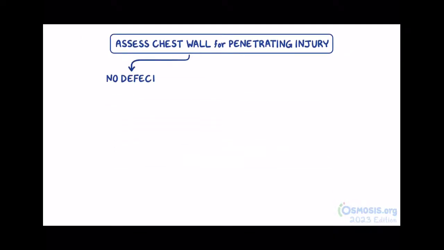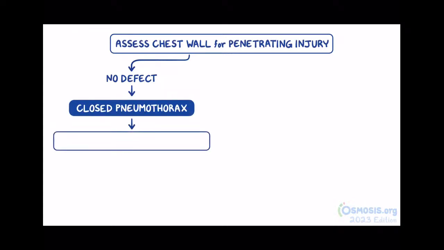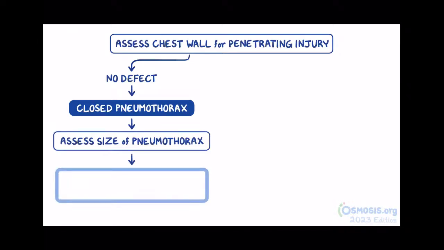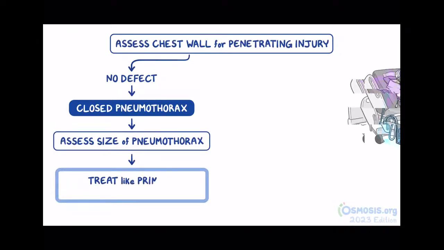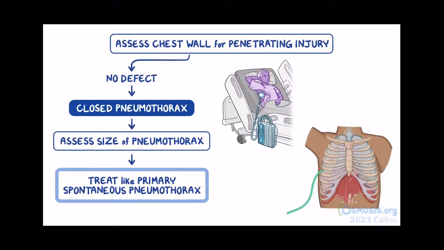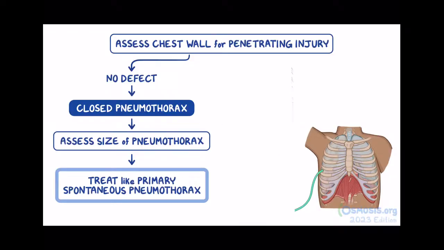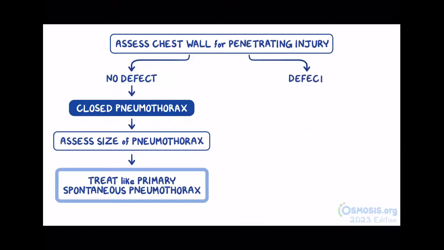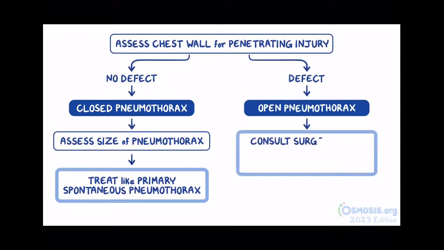If there's no chest wall defect, non-spontaneous pneumothorax is classified as a closed pneumothorax. So, your next step is to assess the pneumothorax size and treat it just like you would treat the primary spontaneous pneumothorax. On the other hand, if there is a chest wall defect, then your diagnosis is open pneumothorax. So, make sure to consult the surgery team, because the chest wall may need surgical repair to allow for proper lung reinflation. Now, here's another high-yield fact.